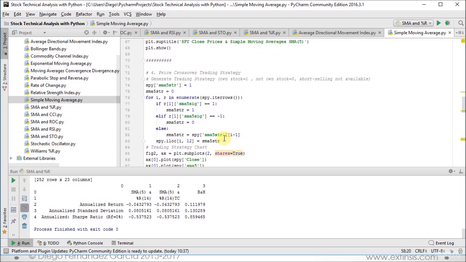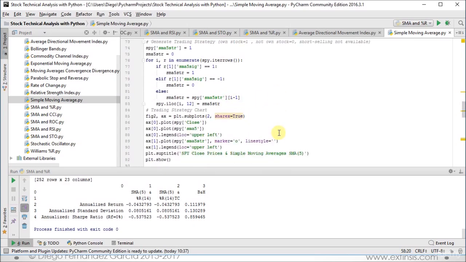We update the corresponding data frame, and then we do the corresponding chart, which in this case is two subplots: our close prices with the technical indicator, and then below our trading strategy with its corresponding marker and line style.